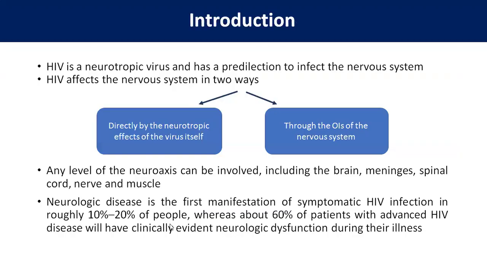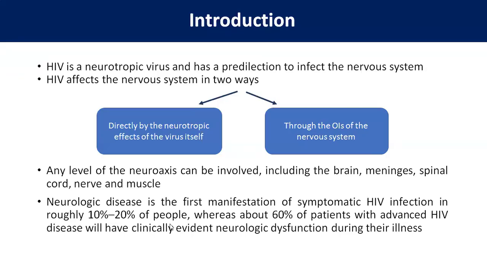So central nervous system. We're starting with the introduction. HIV is a neurotropic virus and has a predilection to infect the nervous system. So as a virus, whether your CNS is infected or not, there will be some characteristics of infection of your nervous system. HIV affects the nervous system in two ways: directly by the neurotropic effects of the virus itself, and secondly with the opportunistic infection of the nervous system. Any level of the neuraxis can be involved, including the brain, meninges, spinal cord, nerve, and muscle.